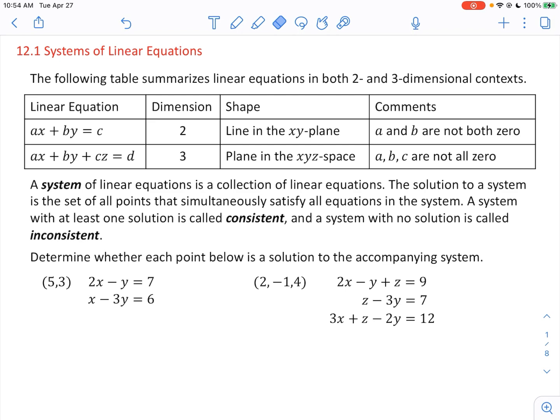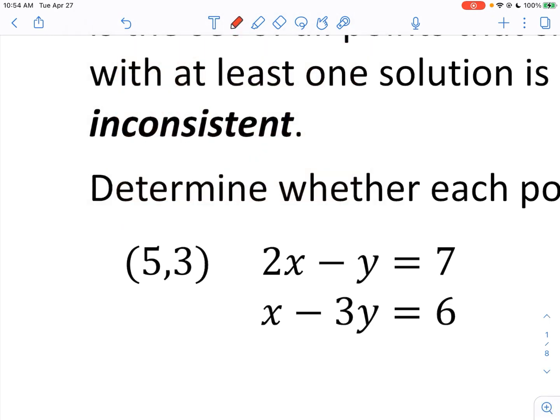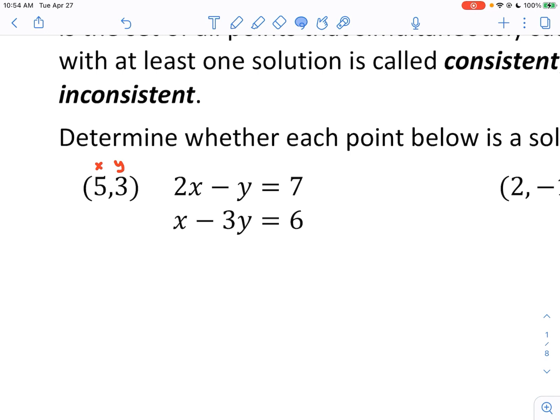Determine whether each point below is a solution to the accompanying system. Traditionally, when you see an ordered pair, we think of the first one as x and the second one as y. To determine whether this point satisfies this system of 2 equations, we just have to verify that it satisfies both equations at the same time.